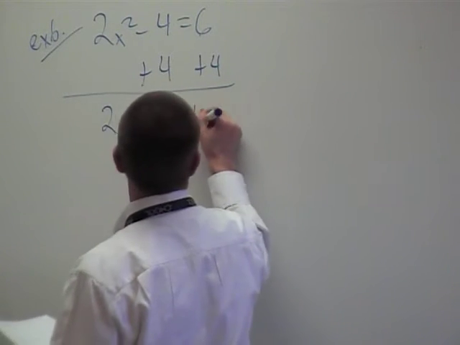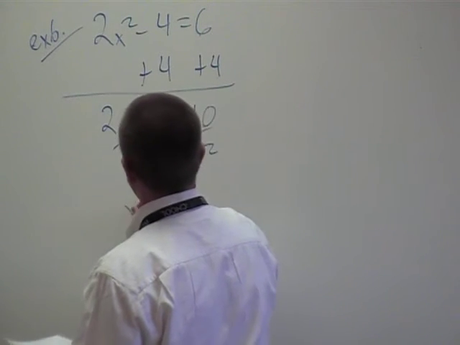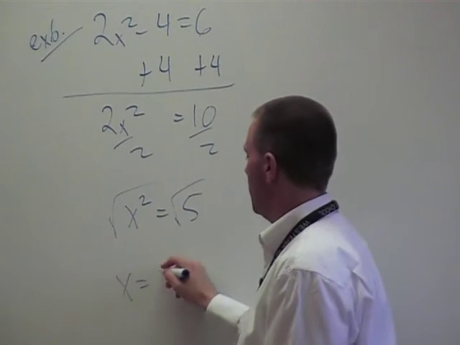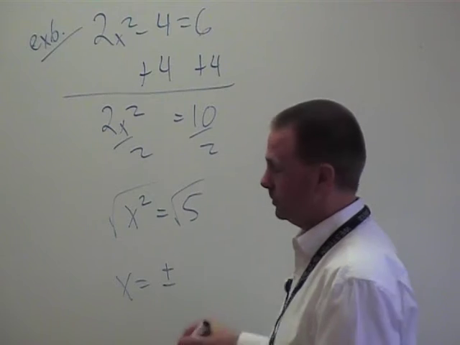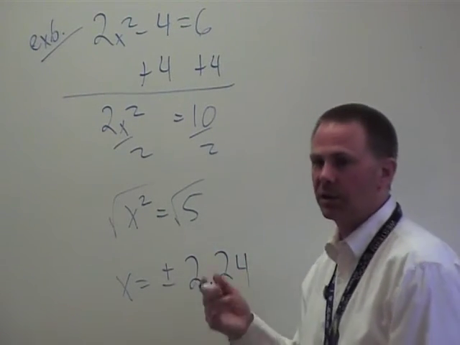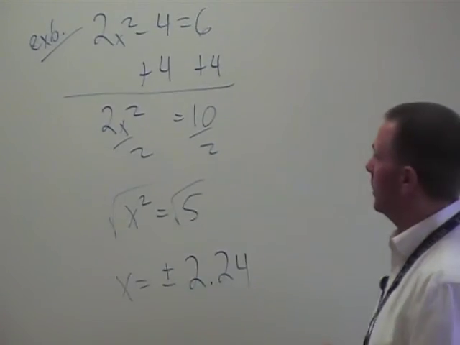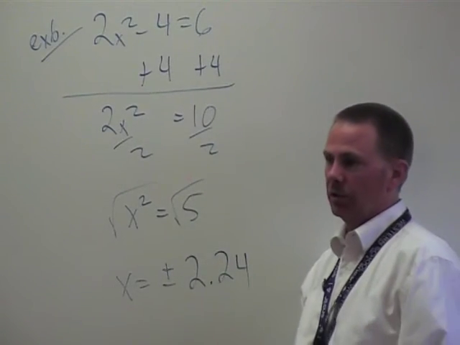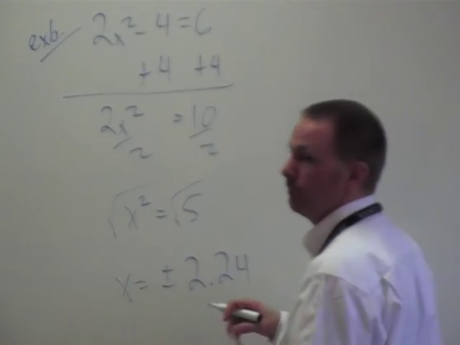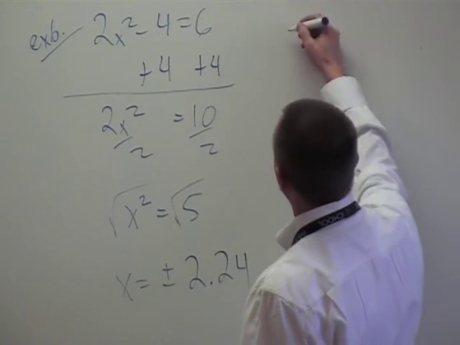Alright, 2x squared equals 10. Divide off 2. x squared equals 5. What is the square root of 5? And then round it to whatever it says to round it to, okay? Get used to your square root stuff. We're going to start doing a lot of square root stuff.